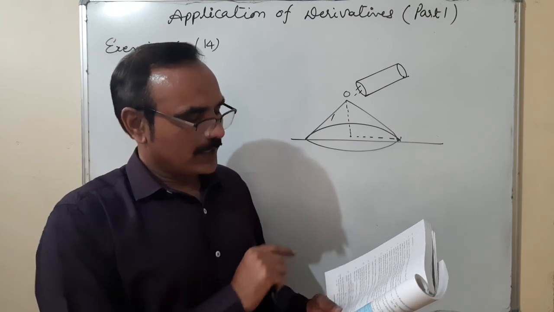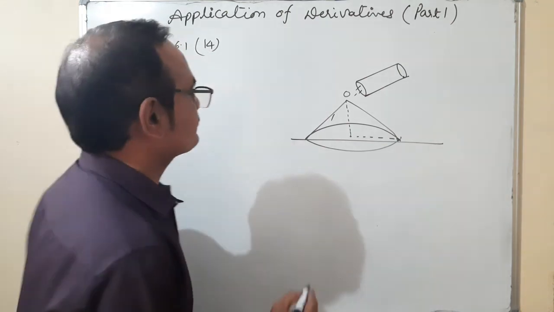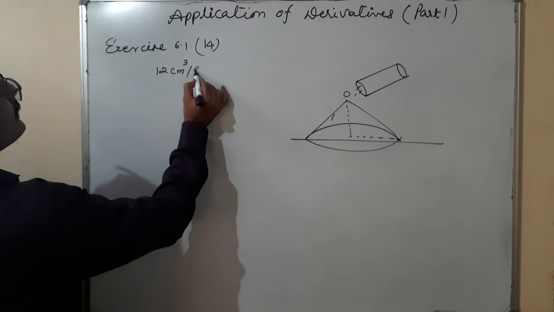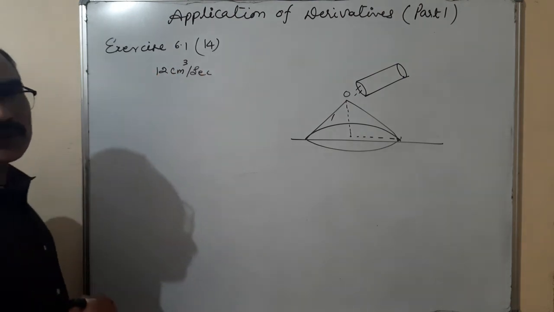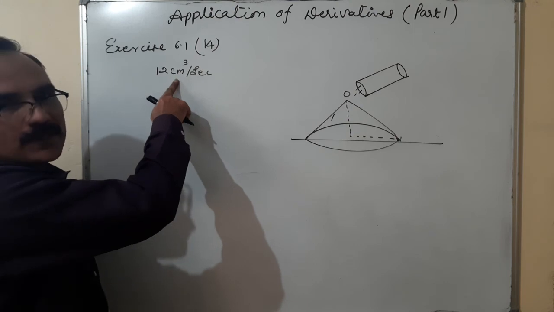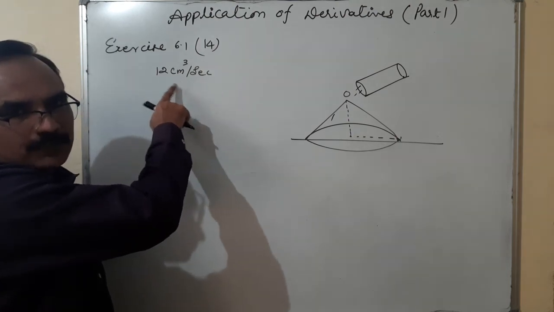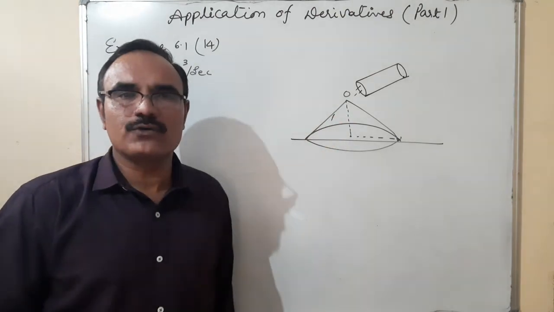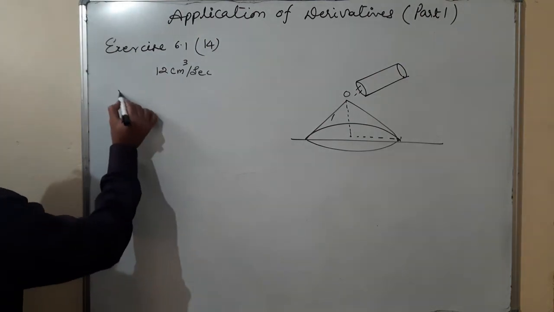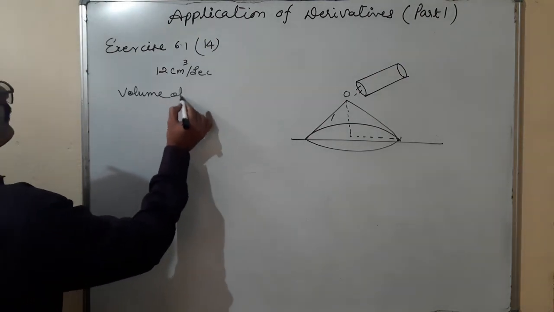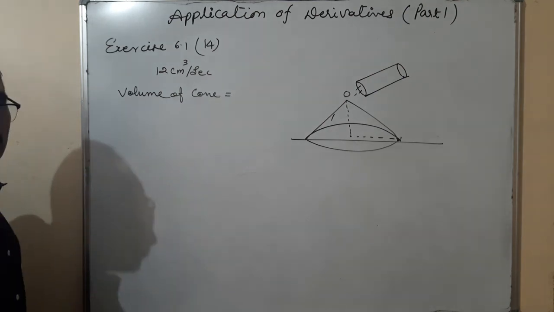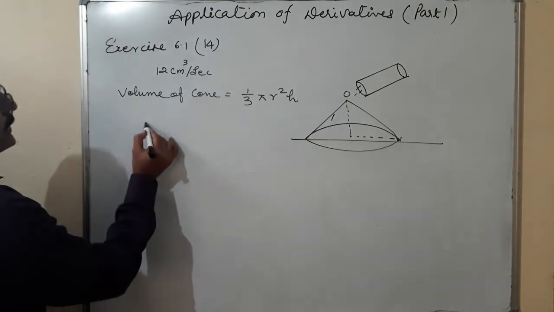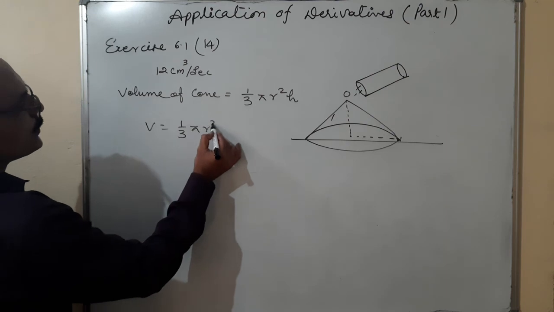Sand is pouring from a pipe at a rate of 12 centimeter cube per second. By this term, you can easily understand centimeter cube means it is volume per second, rate of change of volume. So if we consider the volume of this cone as V, the formula of volume of cone is 1 upon 3 pi r square h. So I write here V is equal to 1 upon 3 pi r square h.